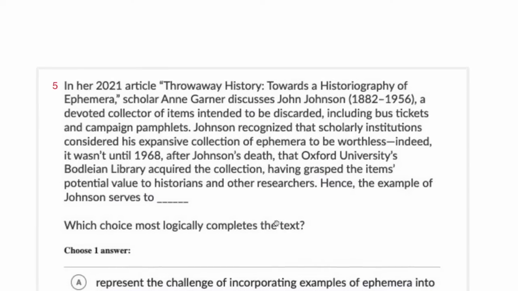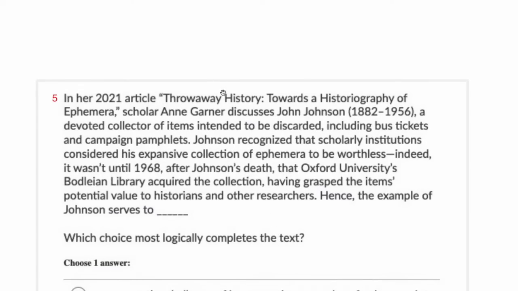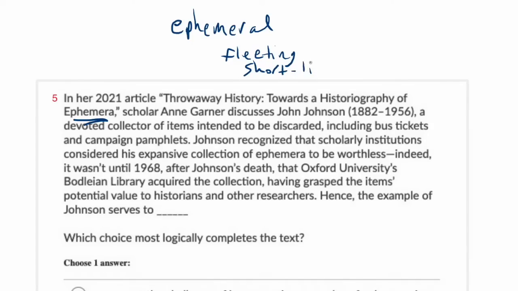Number 5. In her 2021 article, Throw Away History: Towards a Historiography of Ephemera. And that's a good word to know. Perhaps more common would be the adjective ephemeral. That means something that is fleeting, short-lived, intangible. It's here and then it's gone. Maybe like a scent of perfume or a musical performance. You hear it and then it's gone. You smell it and then it's gone.